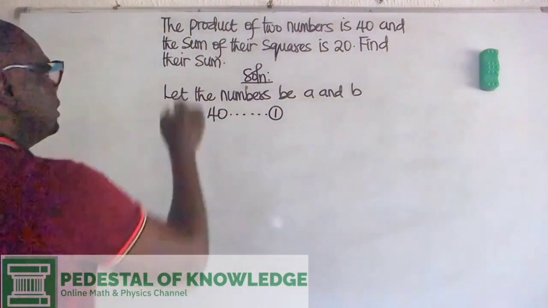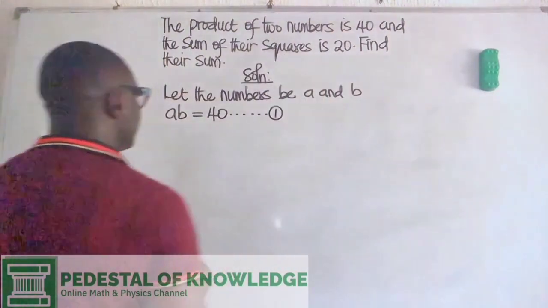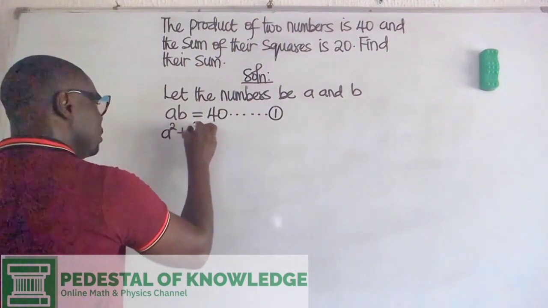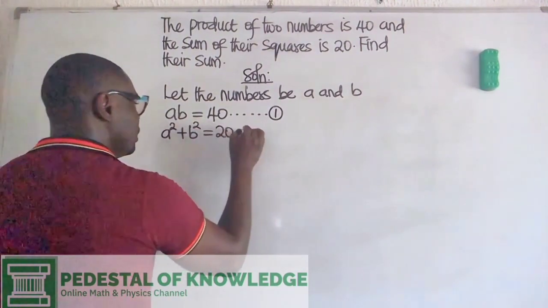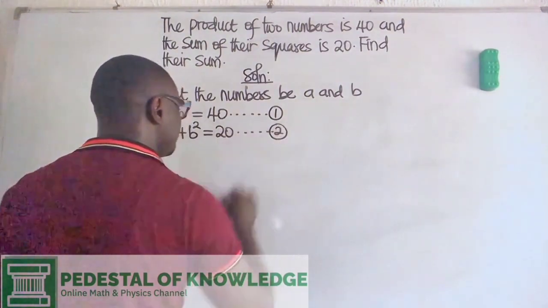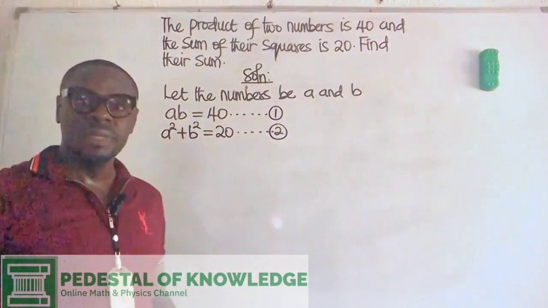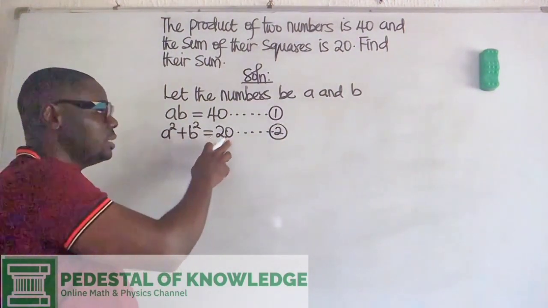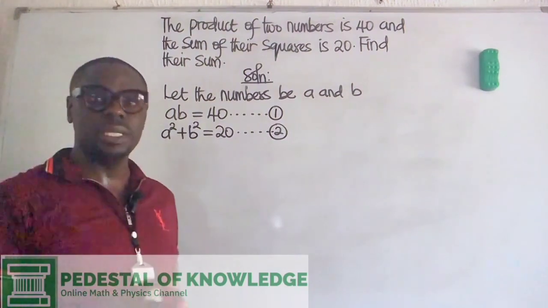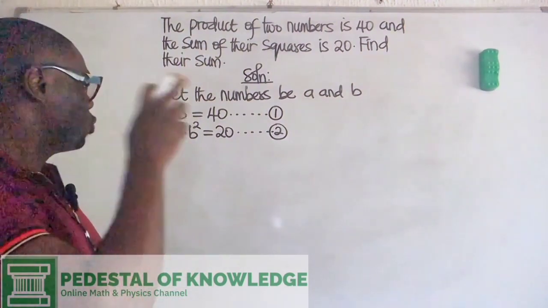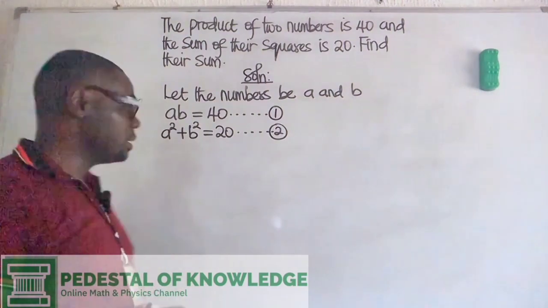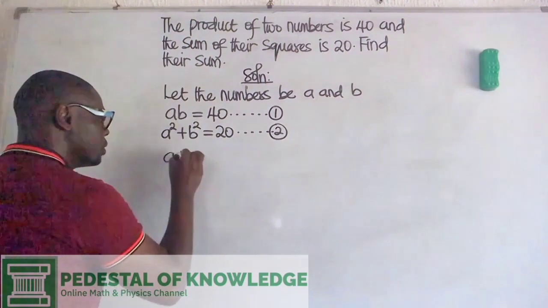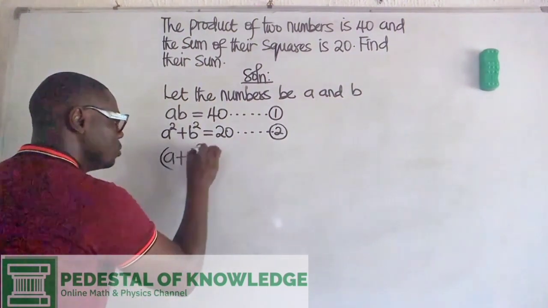And then it says the sum of their squares is 20. That means A squared plus B squared is equal to 20. Let's call it equation 2. Now, since the sum of their squares is given to us as 20, it is very important that we obtain the square of their sum. So the square of their sum is A plus B all squared.